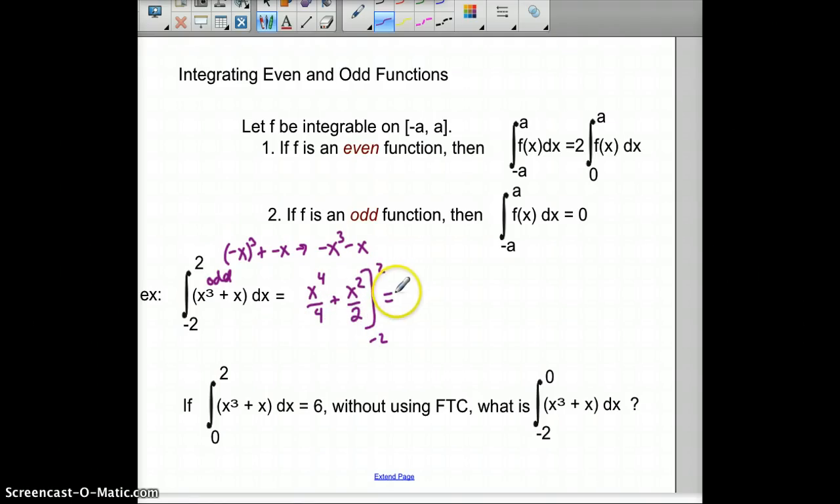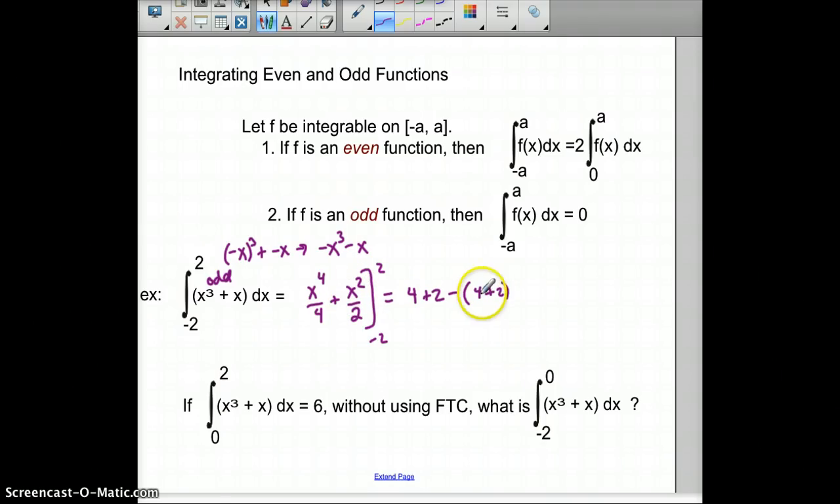2 to the fourth is 16, and 16 over 4 is 4. 2 to the second is 4, and 4 over 2 is 2. Minus negative 2 to the fourth is still positive 16, divided by 4 is 4. Negative 2 squared is positive 4, divided by 2 is still 2.